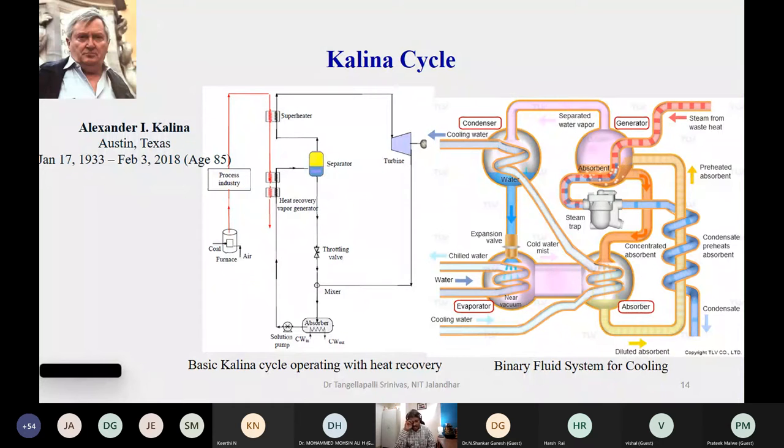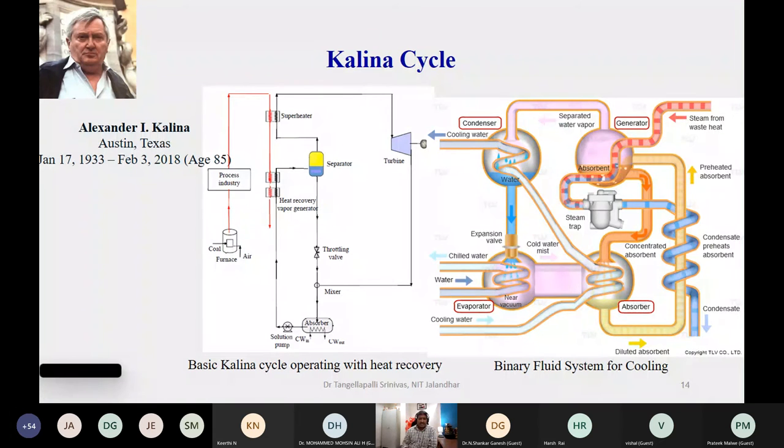That mixing process is called the absorption process. The vapor is absorbed into the liquid. That's why the cycle is called the vapor absorption cycle: vapor absorption power cycle, vapor absorption refrigeration cycle. I am showing both here, depending upon the direction. In the power cycle direction, it expands in the turbine, and in the vapor absorption refrigeration cycle, after the condenser it goes to throttling, followed by the evaporator. The only difference is the compressor. Here the compressor is a thermal compressor, whereas in the vapor compression refrigeration system we use a mechanical one. Coming to the power cycle, it was invented by Alexander Kalina.